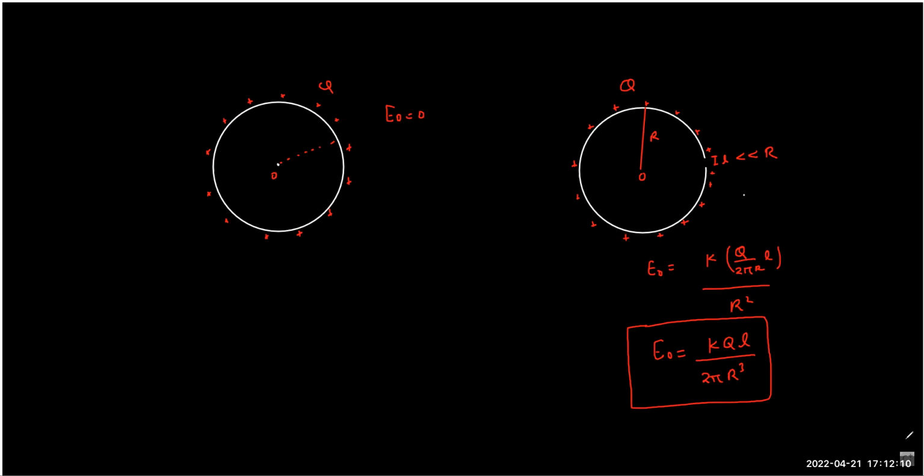So now what we are going to do is, we have a ring, and we take a point which is on the axial position, normal to the plane of the ring. So from the center, if I go x distance away, I'll get a point P. We are supposed to find the electric field at the point P.